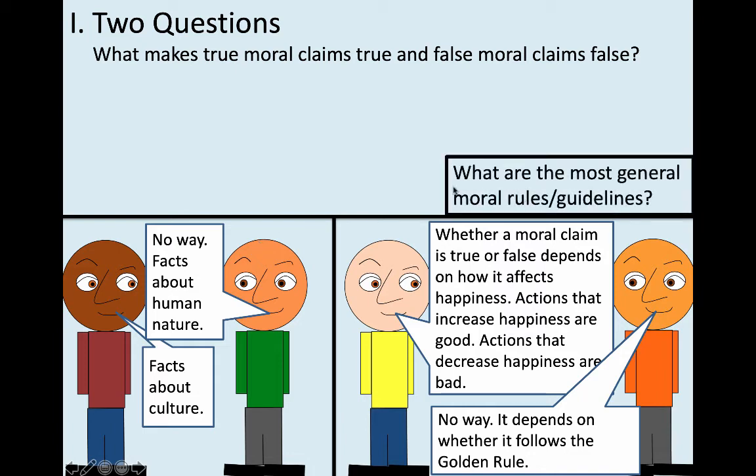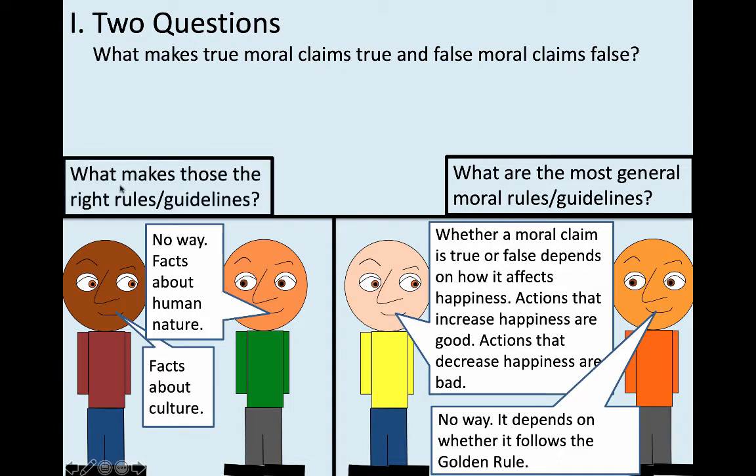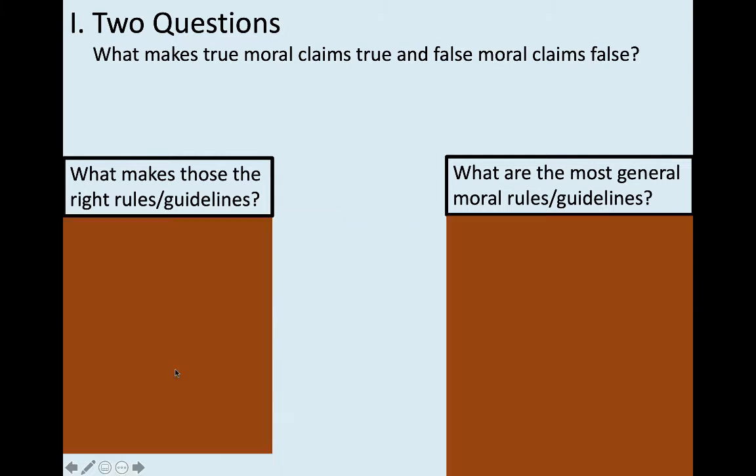Now, over here, you might disambiguate the question by saying, what are the most general moral rules or guidelines? And that's what these folks are answering. And over here, you might say, whatever the guidelines are, what makes those rules or guidelines the right ones? And that's what these folks are answering. So two very different questions. Now, sometimes answers to one question can also be answers to the other, and that can leave people a bit confused. But let's look at some answers that look like they're very distinctive.